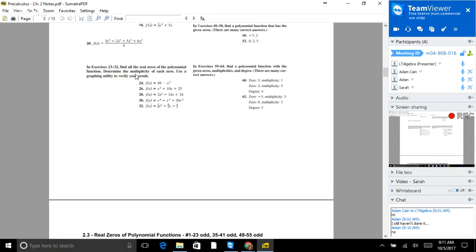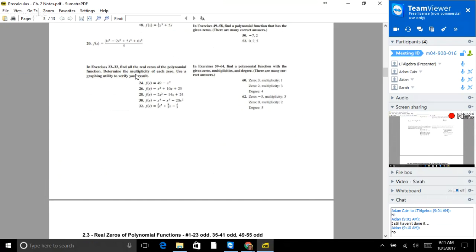If we have a polynomial function, it says we need to find the real zeros of the polynomial function and then determine the multiplicity of each zero. Use a graphing utility to verify your result. So we'll talk about what the multiplicity of a zero means. It actually sounds more complex than it actually is. Okay.